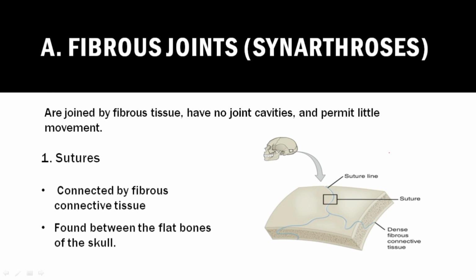Starting with fibrous joints. Fibrous joints are joined by fibrous connective tissue. They have no joint cavities. They permit very little movement. Examples of fibrous joints are sutures in the skull. That's an example of a fibrous joint.